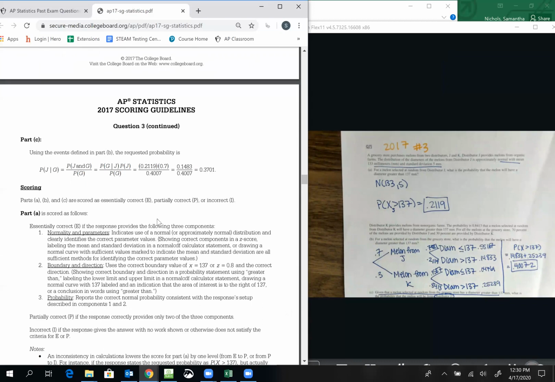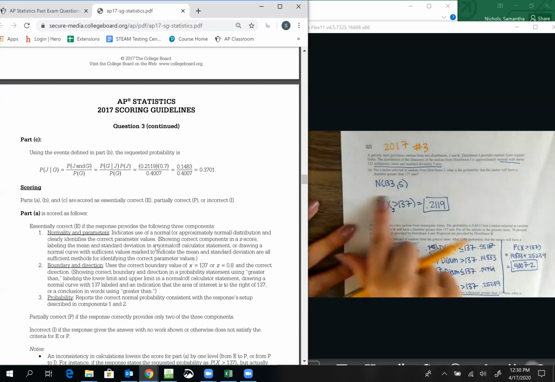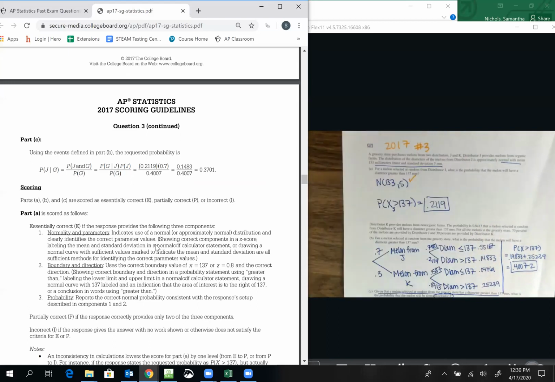Part A is essentially correct if you have the following 3 components: normality and parameters. This is the most recent scoring guideline we've looked at. This should be the one that you trust or that you base your work off of the most. It indicates the use of normal or approximately normal distribution, clearly identifies the correct parameter values. That's what this does. This is a standard notation that gets me credit for the first component.